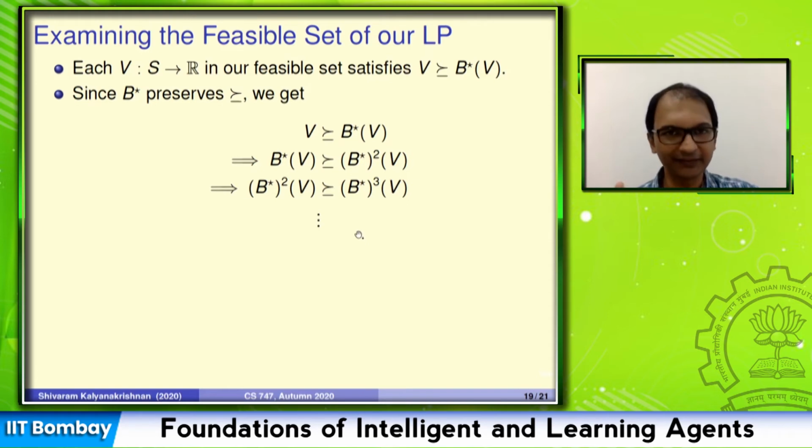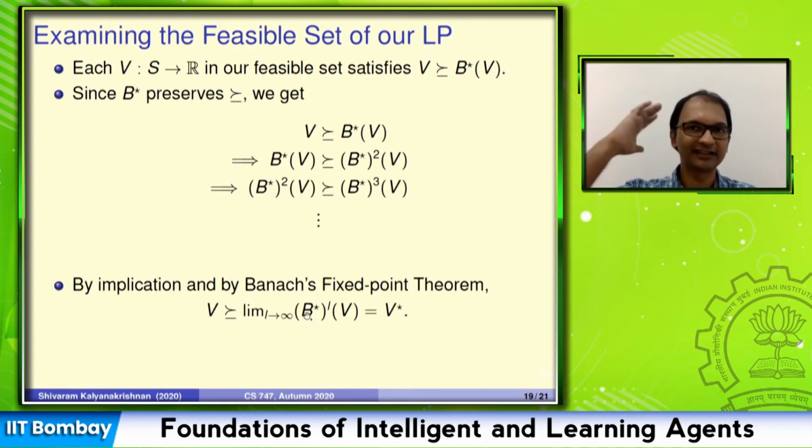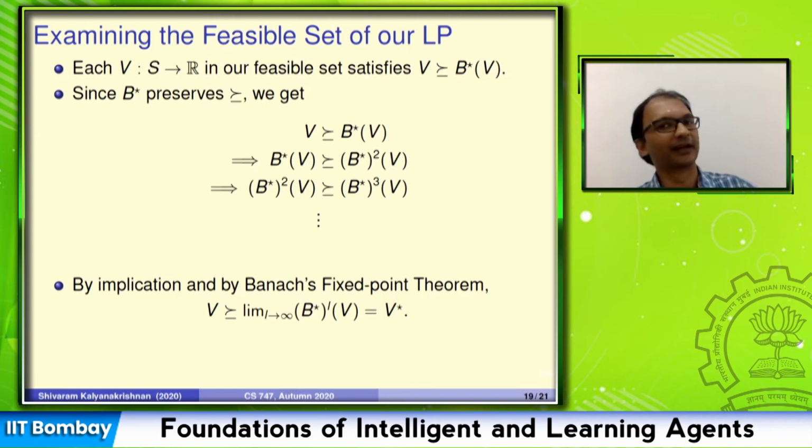So notice something interesting. We've gone from line 1 to line 2 to line 3, but this sets up the possibility of doing some telescoping. If V is greater than or equal to B star of V, and B star of V is greater than or equal to B star squared of V, then V itself is greater than or equal to B star squared of V. There is certainly transitivity in greater than or equal to. And so if you keep doing this, we are allowed to conclude that V must be greater than or equal to what you get by applying B star a very large number of times, in fact, an infinite number of times.